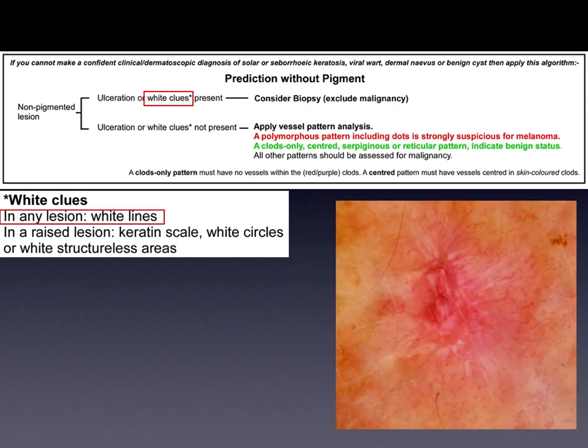If ulceration is not present, we then look for white clues, and these include white lines in any lesion. What is displayed here are polarizing specific white lines, which can be seen at right angles to each other, but not crossing. And these are a clue to malignancy, as are white lines seen with non-polarizing dermatoscopy. White lines should be whiter than the surrounding skin.